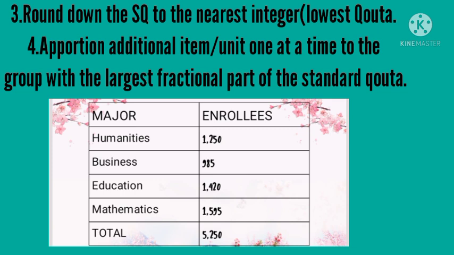Mayroon tayong 4 na major. Ito yung humanities, business, education, mathematics. Ang enrollees ay 1,250, 985, 1,420, 1,595. So, the total is 5,250.